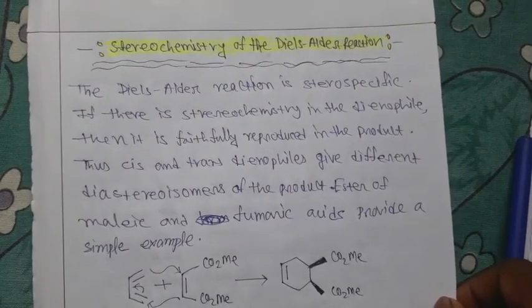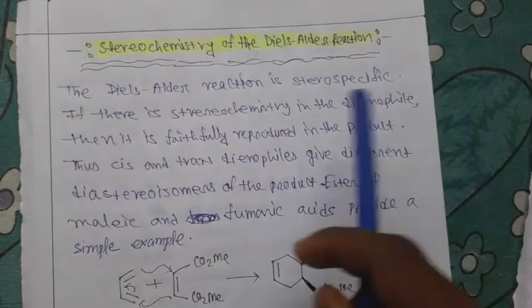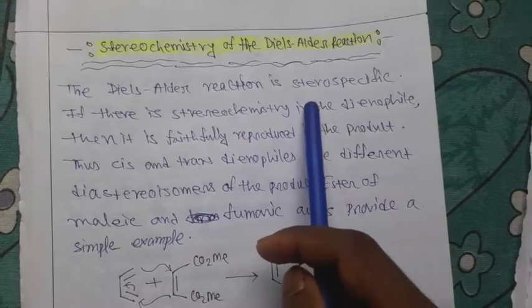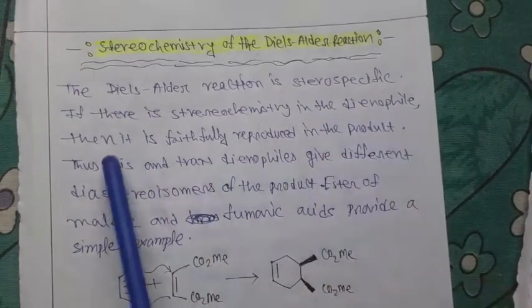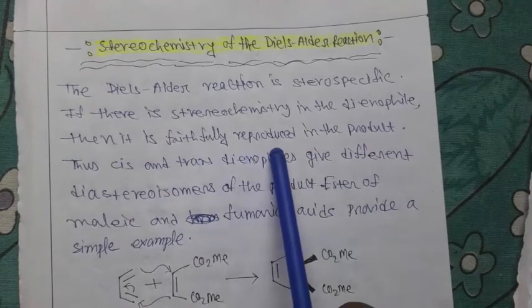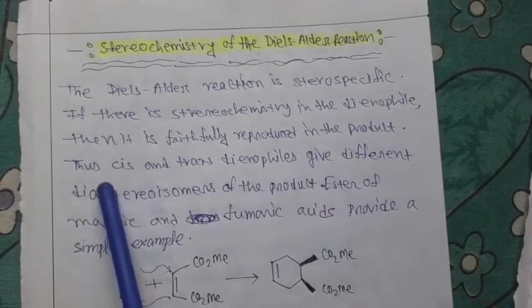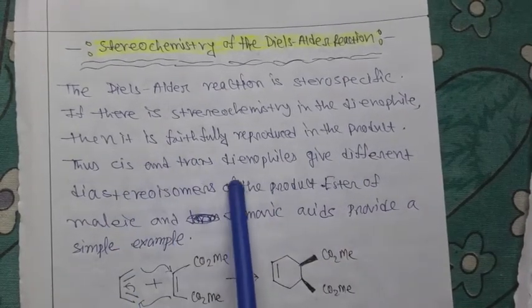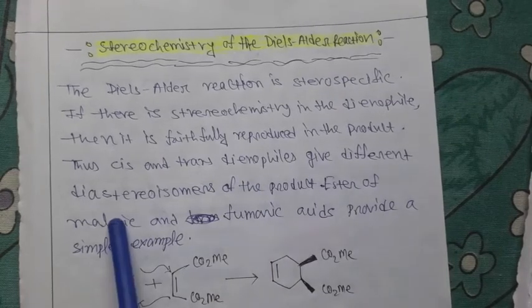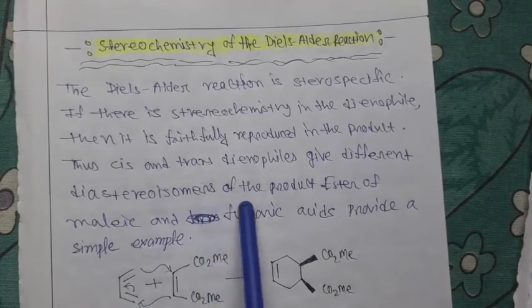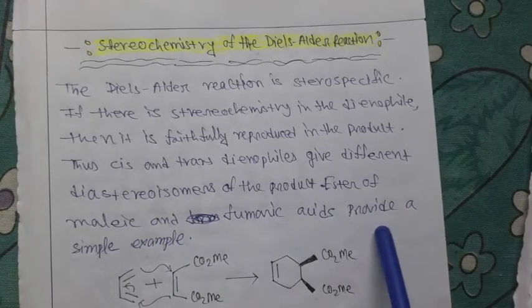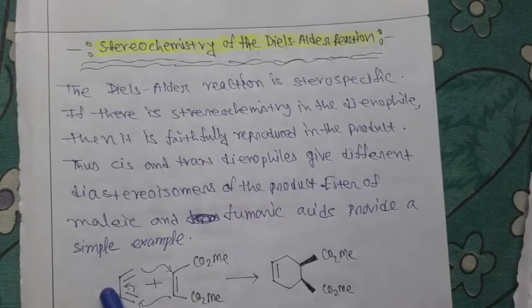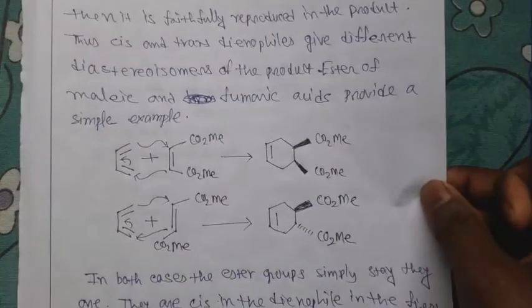Now discuss stereospecificity of the Diels-Alder reaction. The Diels-Alder reaction is stereospecific. If there is stereochemistry in the dienophile, then it is faithfully reproduced in the product. Thus, cis and trans dienophiles give different diastereoisomers of the product. Esters of maleic acid and fumaric acid provide a simple example.